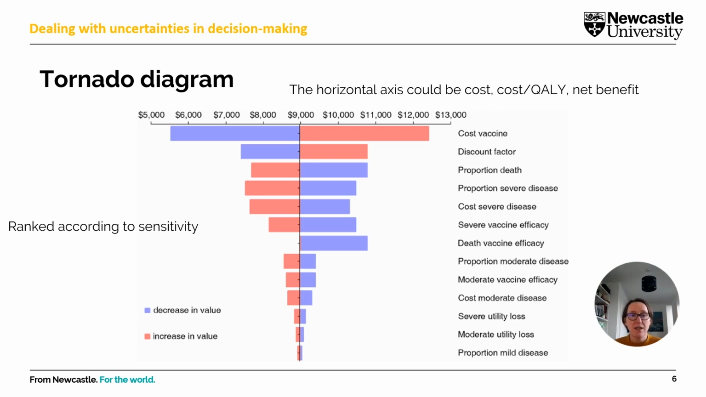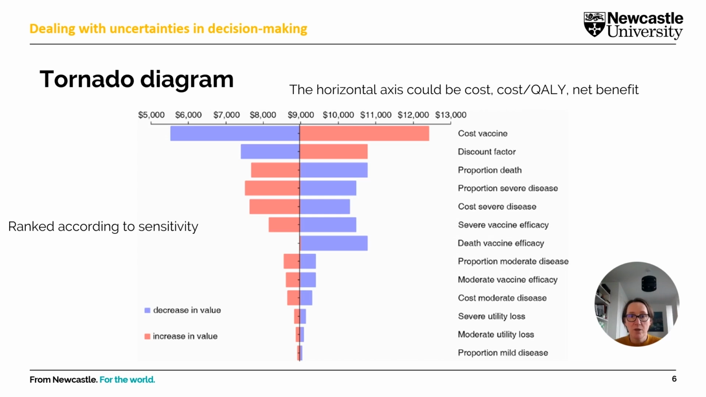Each independent sensitivity analysis is summarized using a bar. The horizontal bar represents the variation in model outcome of interest, so in this case the costs, as the parameter being assessed is varied between the two plausible extremes.